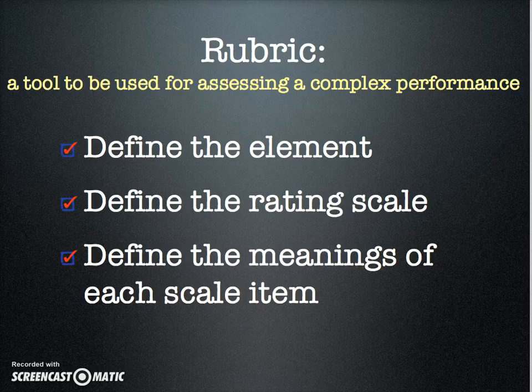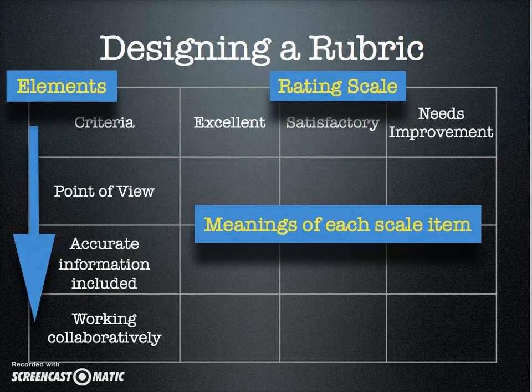Sometimes the district helps you with that, because a lot of districts have specific scales that they want teachers to use all the time. That's something else that you might want to look for as you enter classrooms and see how they're doing that. The tough thing is number 3, and that is defining the meanings of each scale item and how you work through that. So these are the things that you have to put together visually on a rubric.